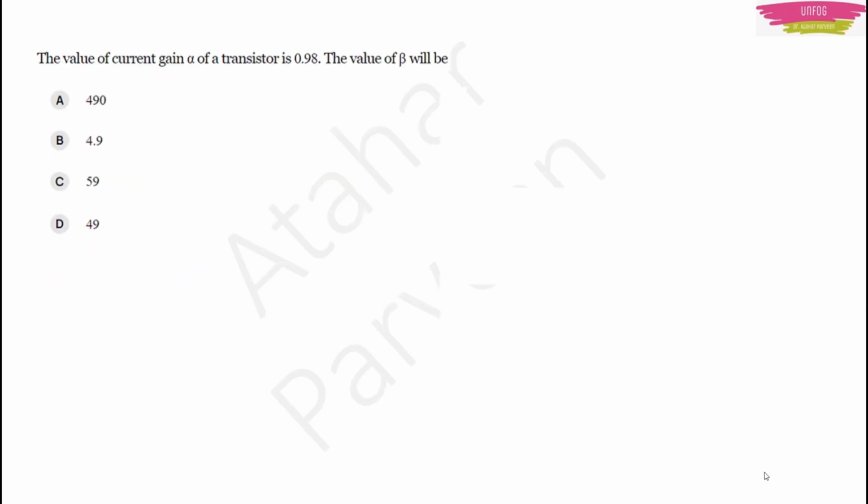Now let's see about the MCQs. What type of questions may be asked? First question is, the value of current gain alpha of a transistor is 0.98. The value of beta will be. Now we know the formula, right? Beta is equal to alpha upon 1 minus alpha. Alpha is given. So I substitute and I find the value of beta, which comes out to be 49 here.